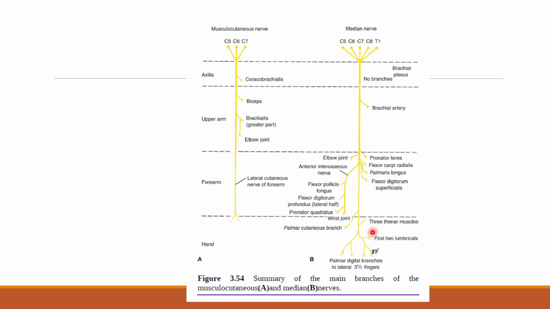When it comes in the hand, it will supply three thenar muscles, and the first two lumbricals are supplied by the median nerve. The medial two lumbricals are supplied by the ulnar nerve. It continues as a palmar cutaneous branch, which will supply the cutaneous area of the palm as well as the digits, which is the lateral 3.5 fingers and the lateral part of the palm. It will give palmar cutaneous branch and palmar digital branches to supply the lateral 3.5 fingers: the thumb, the index finger, the middle finger and half of the lateral part of the ring finger. They are supplied by the median nerve.